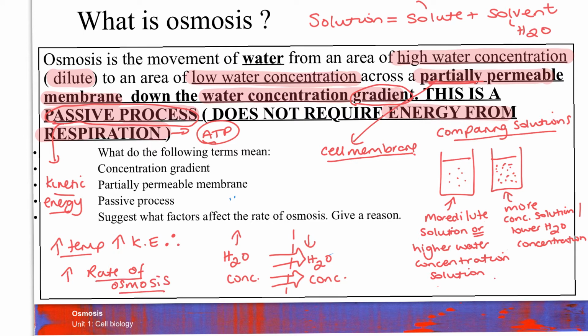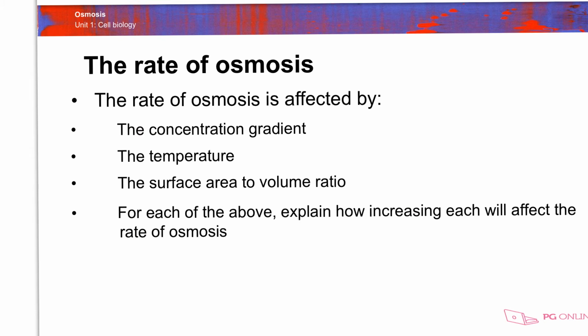So, we've covered the term concentration gradient, we've covered the term partially permeable membrane, and we've covered the term passive process. We've also introduced one factor which would affect the rate of osmosis, and that factor is temperature. As you increase the temperature, you increase the kinetic energy of the molecules, and therefore you increase the rate of osmosis. Molecules will move faster down their concentration gradient.